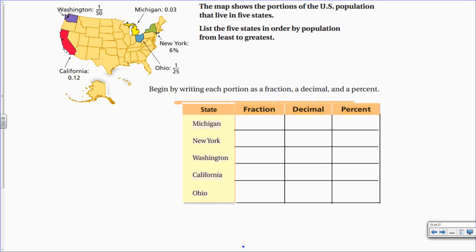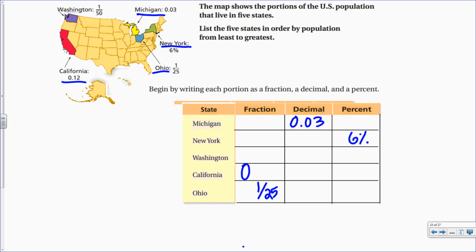Here's another example. The map shows the portions of the U.S. population that live in 5 states. List the 5 states in order by population from least to greatest. Well, let's write down what we already have here. Michigan is 0.03, so that's the decimal form. New York is 6%. Ohio is 1 out of 25, that's a fraction. California is 0.12.